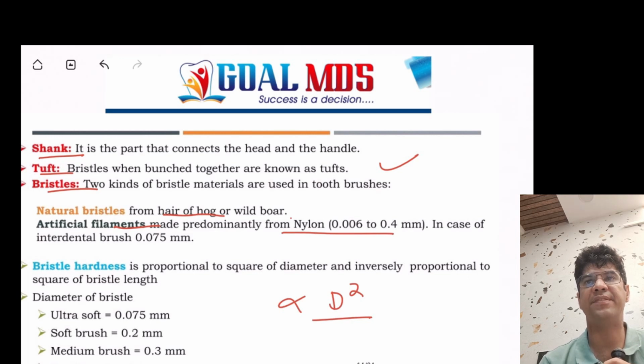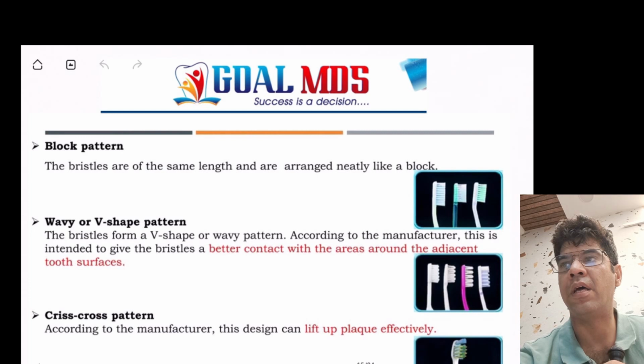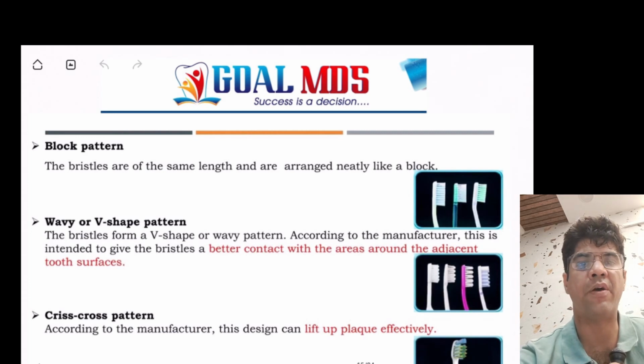Remember, the bristle hardness is directly proportional to the square of the diameter and inversely proportional to the square of the bristle length. So remember the diameter of the bristle for your MCQ point of view. They can be ultra soft, medium, or hard brush. The diameters are 0.075, 0.2 mm, 0.3 mm and 0.4 mm. Remember this diameter for your entrance exam point of view.